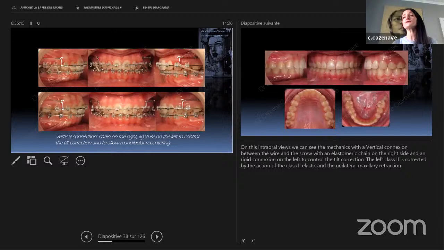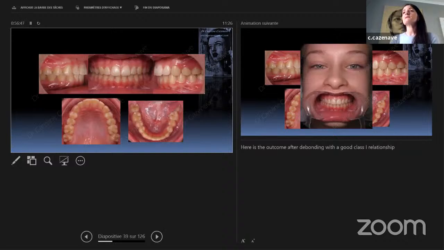On these intraoral views, we can see the mechanics with a vertical connection between the wire and the screw, with an elastomeric chain on the right side and a rigid connection on the left side to control the tilt correction. The left class 2 is corrected by the action of the class 2 elastic and the unilateral maxillary retraction.